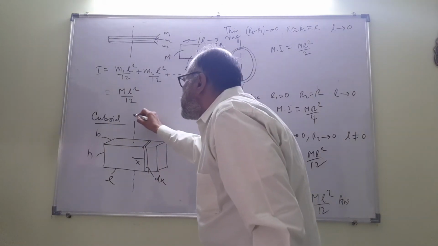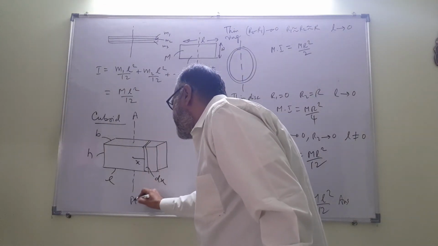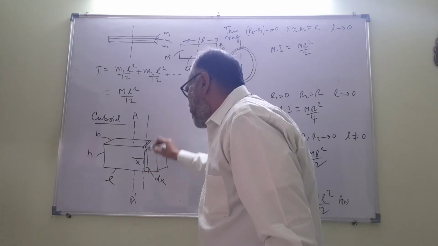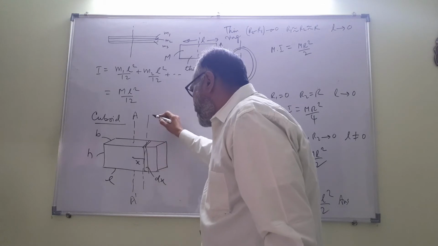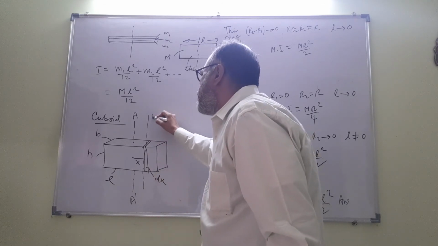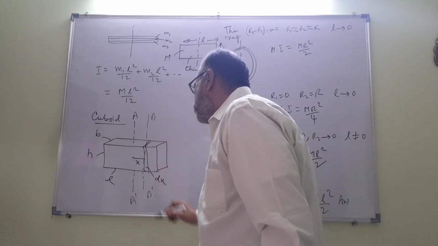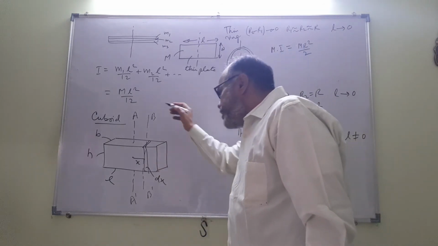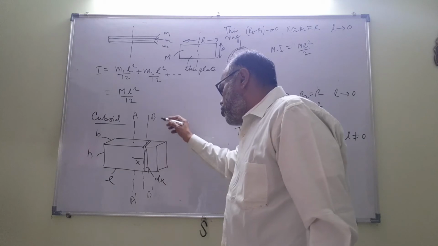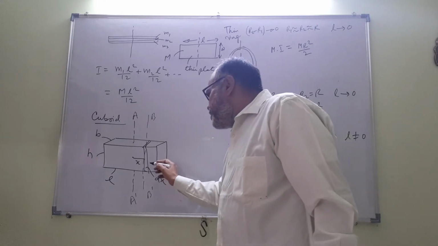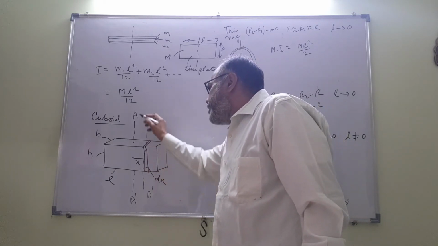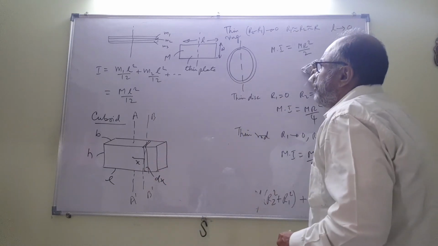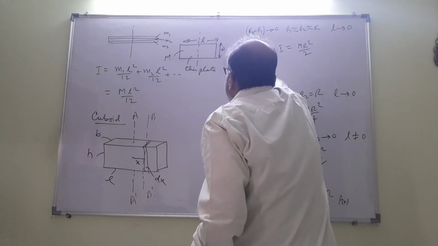And this is axis AA dash. We wish to find the moment of inertia about AA dash. So we shall consider another axis here, BB dash, passing through the thin plate. Find its moment of inertia about BB dash and apply the parallel axis theorem and get the moment of inertia about AA dash and integrate. So how can we do that?